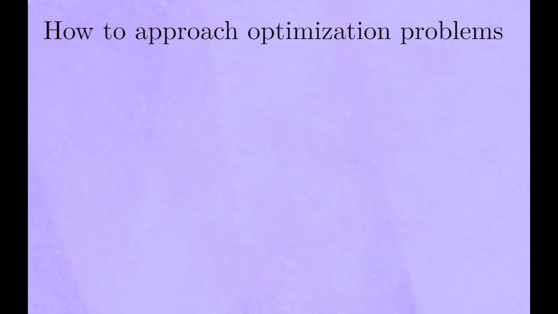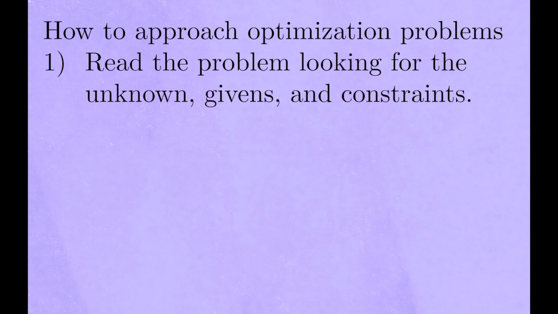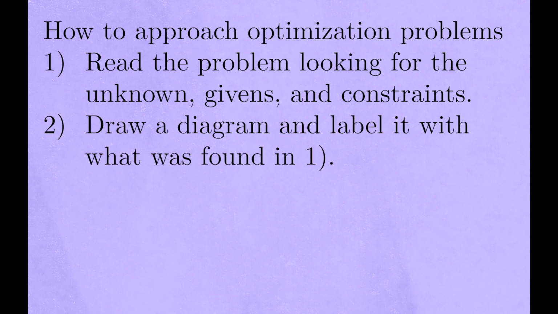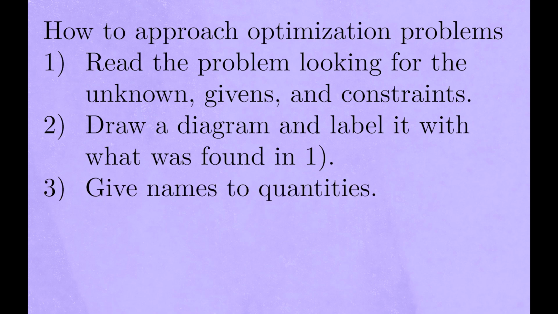Let's talk about a general outline to apply to such problems. Firstly, we should carefully read the problem, trying to identify what the unknown goal quantity is, what quantities are given, and what constraints there are. It's usually helpful to draw a diagram and identify the given and required quantities on your diagram. Then we start naming quantities with symbols, labeling our quantities on the diagram. It's good practice to give definitions of these alongside.